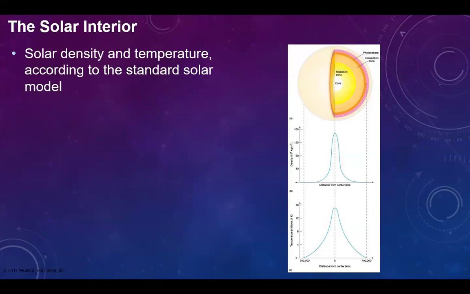So, in the solar interior, solar density and temperature steadily increase as you go towards the center. This is how they increase. They're highest in the middle and they decrease as you go up. This is density and temperature. The surface here is like 6,000 Kelvin. The core is like 15 million Kelvin. And you can see the density spikes in the center as well.